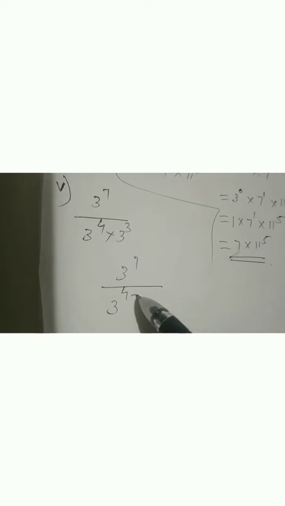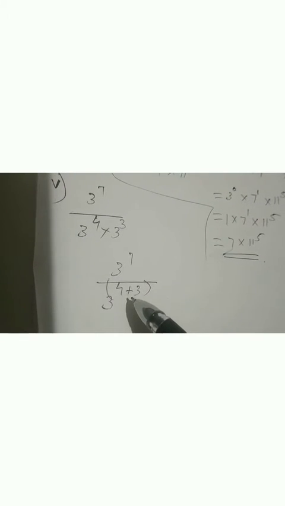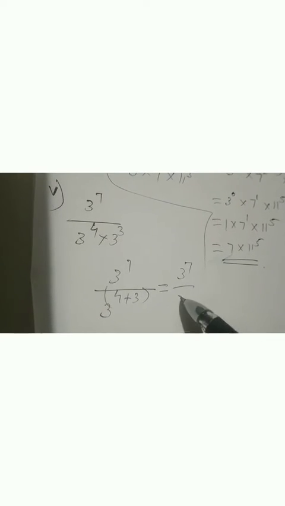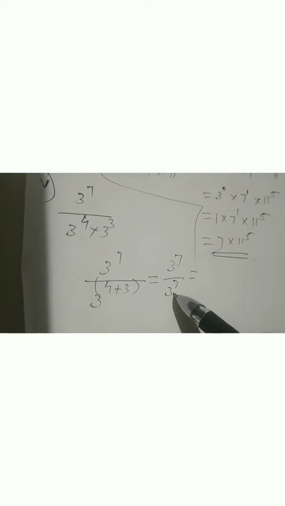Here it is very easy. 3 raised to 7 divided by 3 raised to 4 plus 3. a raised to m into a raised to n is equal to a raised to m plus n. So that is equal to 3 raised to 7 divided by 3 raised to 7. Both the numerator and the denominator are the same. So that is equal to 1.